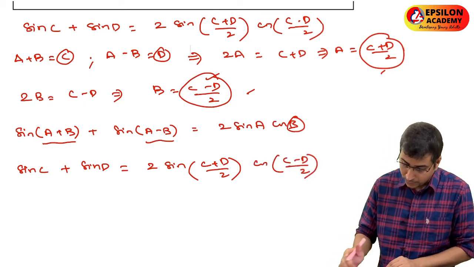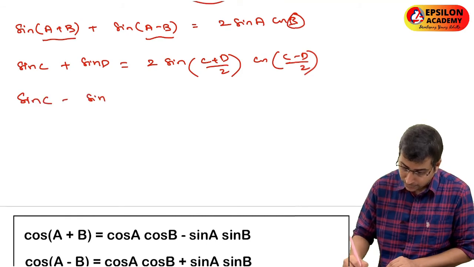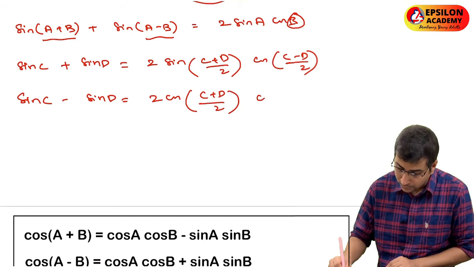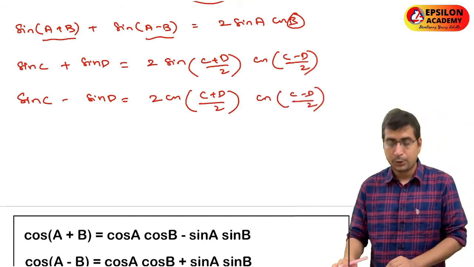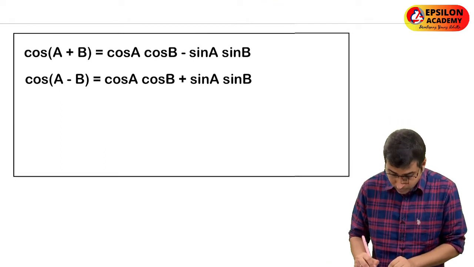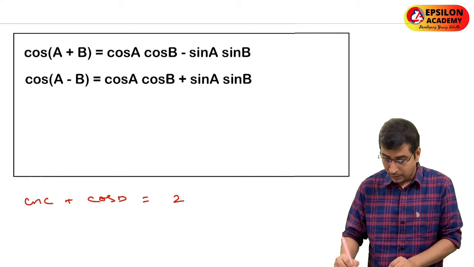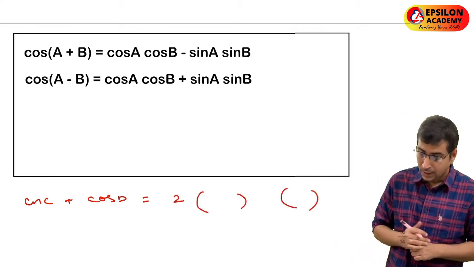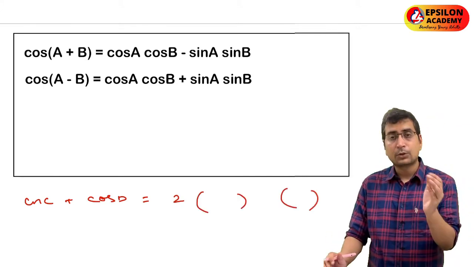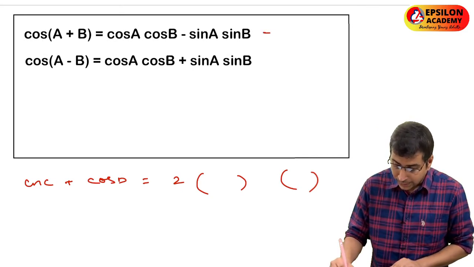In a similar context, if you do sine c minus sine d, the answer you will get is 2 cos of c plus d divided by 2 and sin of c minus d divided by 2. Similarly, if you find out what is cos c plus cos d, what are we going to get? 2 times something into something, right? For that, we will consider the functions cos of a plus b and cos of a minus b. We will again add them and subtract them.